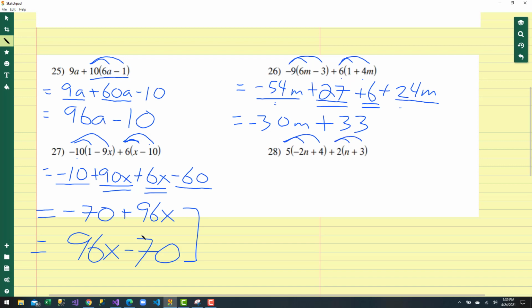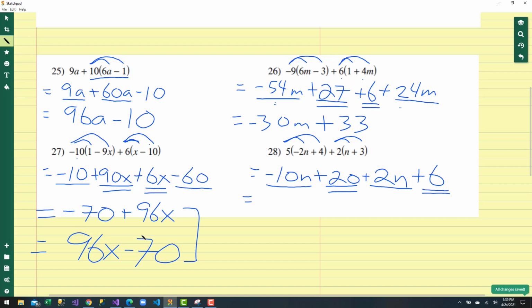the 2. Okay, so let's start. We have 5 times negative 2, that's a negative 10. Copy the variable n. 5 times 4 is a positive 20. Okay, move on to the next distributive property. So we have 2 times n, positive and positive makes a positive 2n. And 2 times 3, positive and positive make a positive 6. Now underline the like terms. We have n's here. And I'm going to underline with double line the integers.